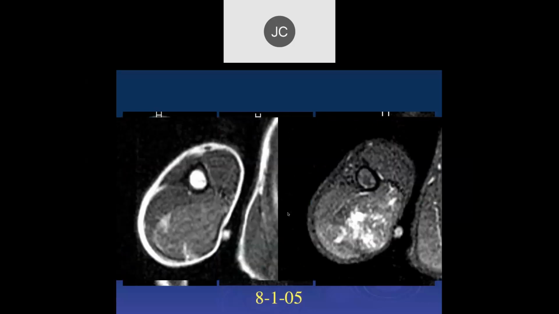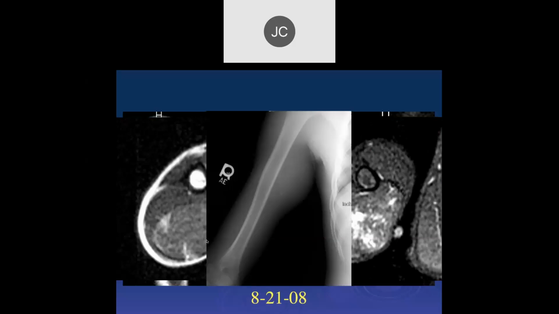Okay. Here are the axial images. Very inhomogeneous signal. This is a PD fat set. This is a T1. Okay. Oops. I was supposed to ask you what you should get next. A radiograph to check for phleboliths.